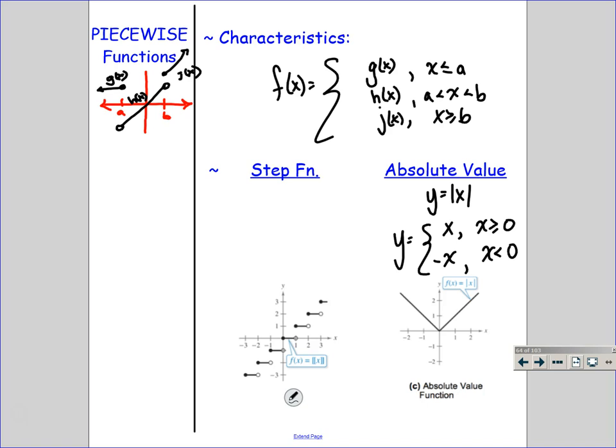Which is weird because you're like, absolute value can never be a negative. No, but it can and must be an opposite sometimes. So if I plug in a negative 5, I need a positive 5. Negative 7, I need a positive 7. This guy is a shortcut notation for a piecewise function.